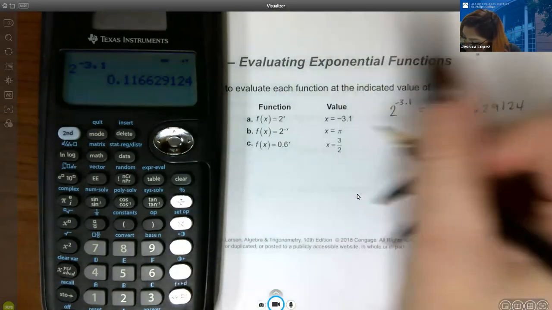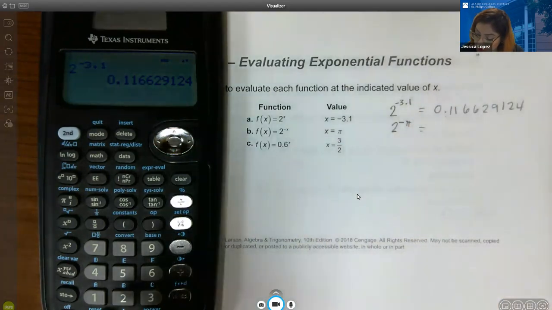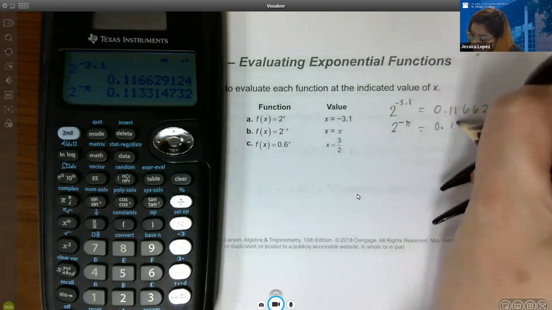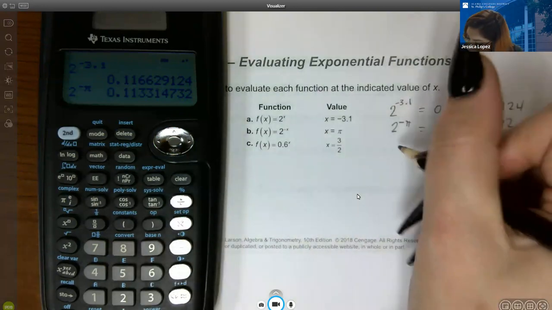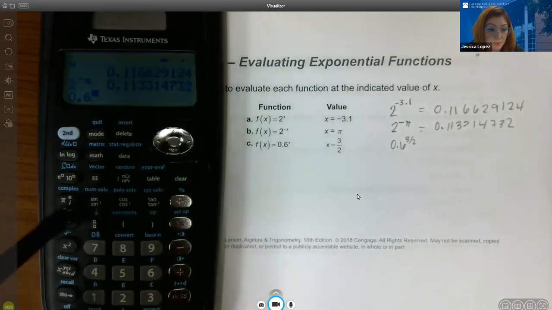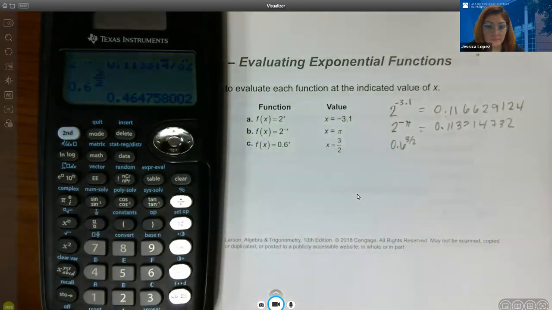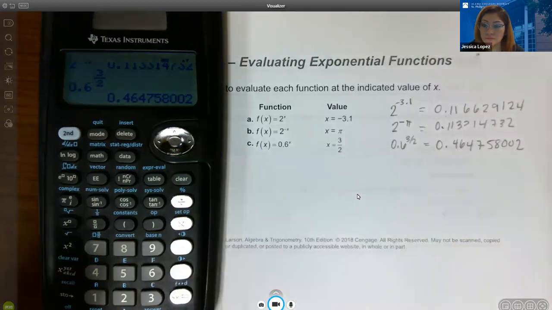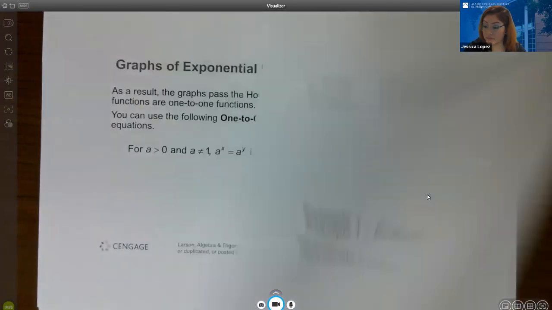Then here, I'm going to plug in 2 to the negative, and the x value is going to become pi. So I'm saying 2 exponent negative pi. And I hit enter, and the answer is 0.11133147 32. And then finally, the last one is 0.6, and the exponent I'm plugging in is 3/2. So I would put 0.6 exponent, and then I would do 3 fraction 2 and hit enter. And I get 0.464758002. Okay. And so essentially, you're just going to have to use your calculator a lot here in this section when evaluating these exponential expressions.